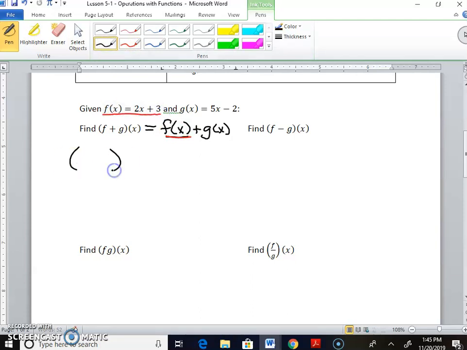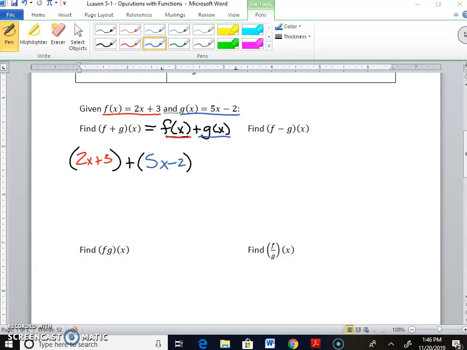So I'm going to have 2x plus 3 plus my g of x, which is 5x minus 2. So f plus g of x is just f of x plus g of x, and we end up with 2x plus 3 plus 5x minus 2.